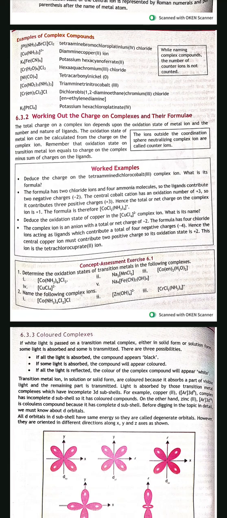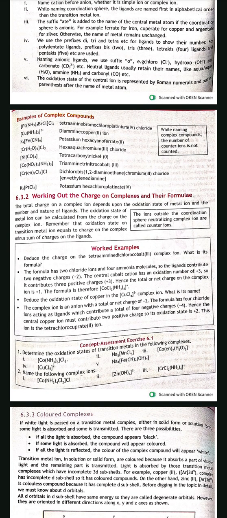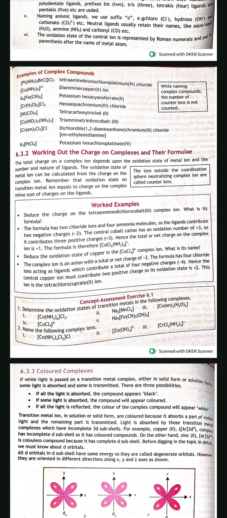Examples of complex compounds are, for example, we have this first one, tetraammine. Because here we have the anionic ligand, we are not writing the name of the ion before the ligand. So first of all we write the name of the ligand, and it is ammine. For example, we have tetraammine bromo chloro platinum(IV) chloride. Next one is diammine copper(II) ion. The 2 is basically the oxidation state that should be represented.